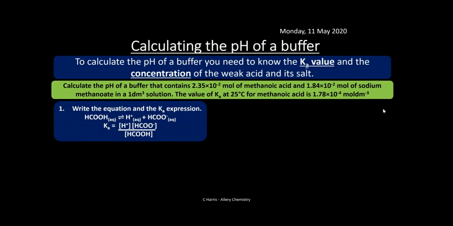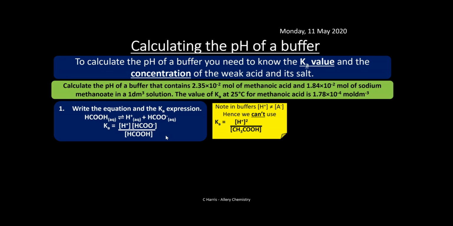Okay, so what we're going to do is write the equation and the Ka expression down first. So the equation, here's our weak acid, HCOOH, going to H plus and HCOO minus. And then we've got our Ka value here, which is H plus, HCOO minus, over HCOOH. So this is our products over reactants, remember.